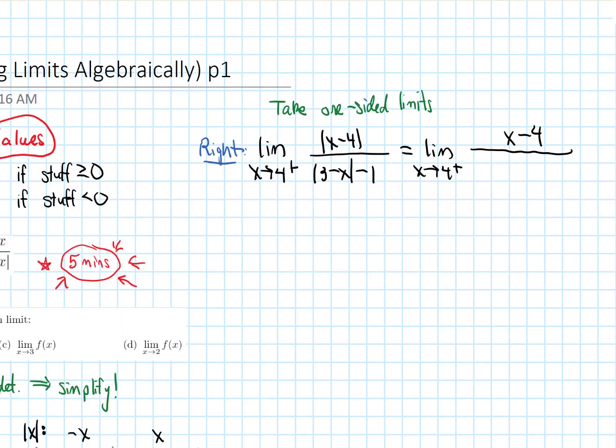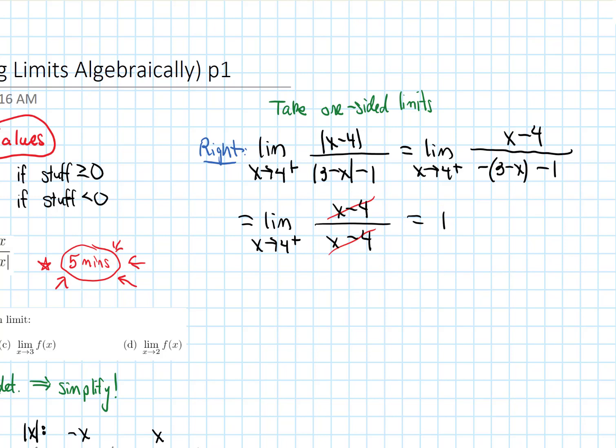So going back to the problem, we'll write negative parentheses 3 minus x for the one on the bottom, and then minus 1. Now the absolute values are gone, so we can simplify. The limit as x approaches 4 from the right, x minus 4 on the top. When I distribute the negative on the bottom and combine like terms, we get x minus 4. So this gives us a perfect cancellation, and we will just end up with 1.